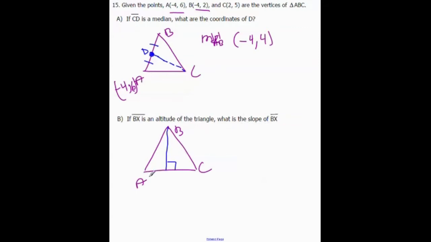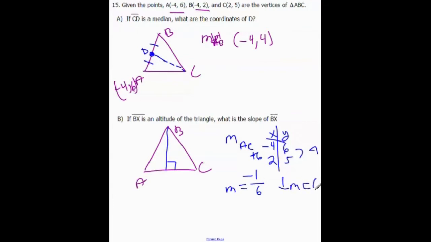We need to find the slope of AC, which we're going to take the difference of our y's over the difference of our x's. And A is -4, 6. And C is 2, 5. So that's a -1. And that is a -6. So plus 6. So -1 over +6 is my slope. Okay? So we're going to flip it and change the sign so the perpendicular slope is equal to 6. Moving on.